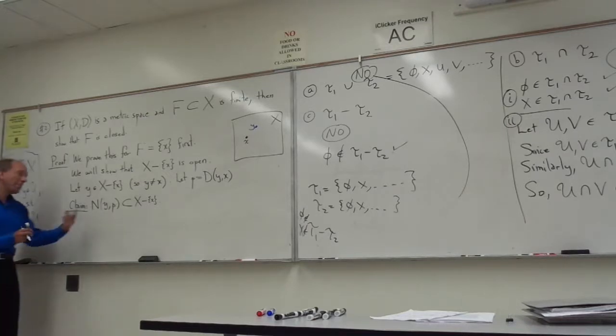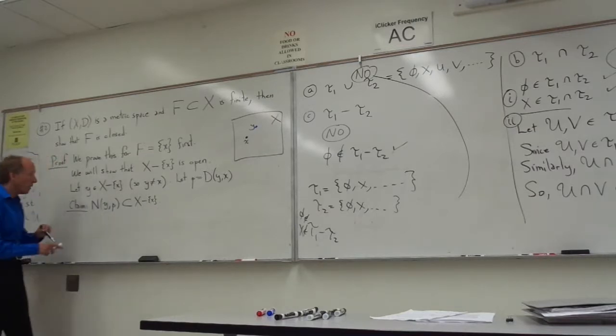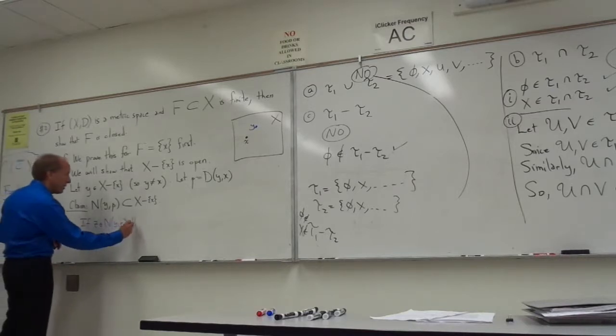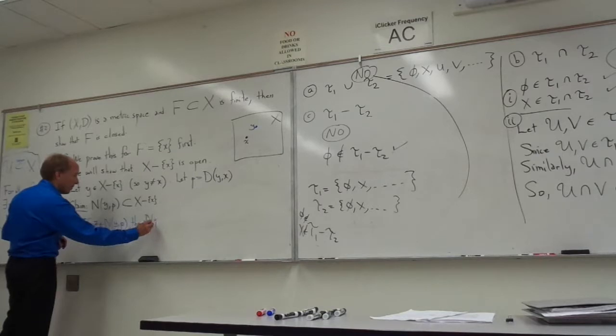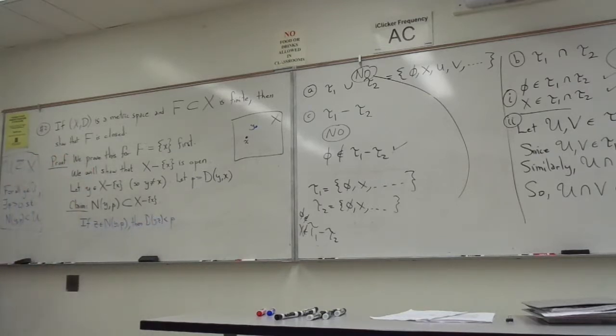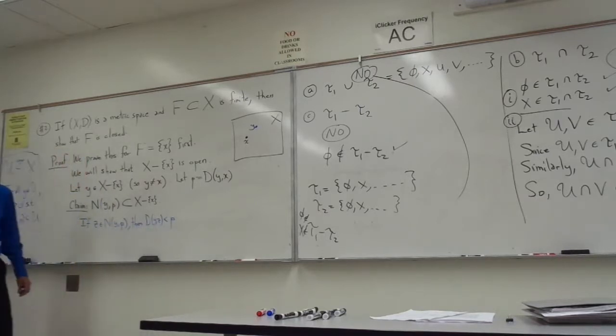So we actually have to pick something from here and show that it lives here. The key to doing that is to note that if z is in this neighborhood, then the distance from y to z is less than p, just to remind you what that means. And that means that z does not equal x.